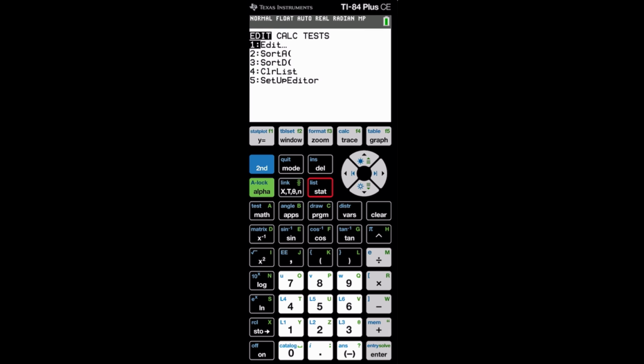Then Stat, go over to Tests. You're going to find the chi-square goodness of fit. I'm going backwards, going up because it's shorter. So the goodness of fit is the GOF, chi-square goodness of fit, option D. Press enter. It's going to ask you, where did you put the observed list? List 1. Where's the expected list? List 2. The degrees of freedom is 5.